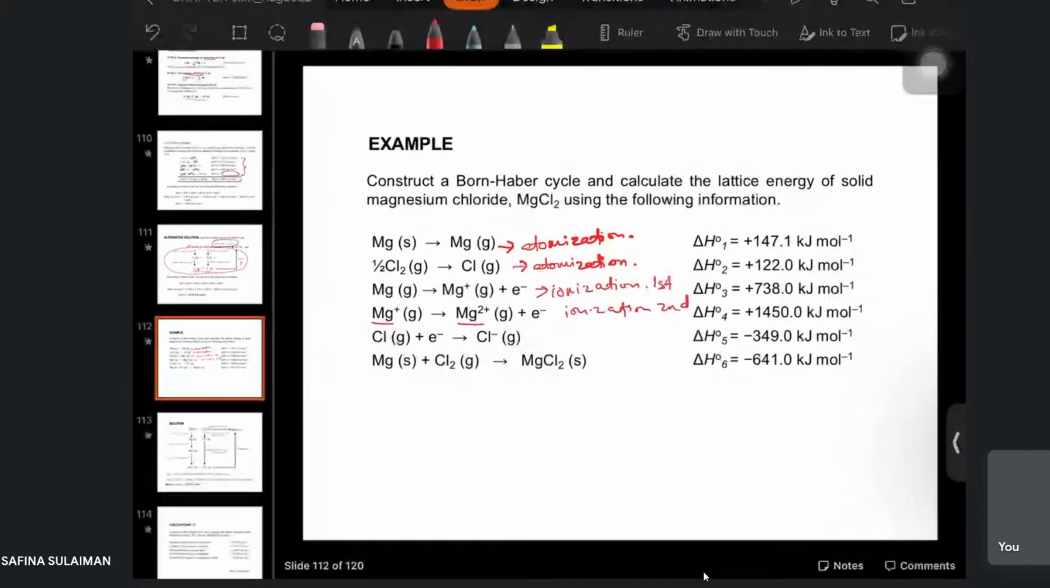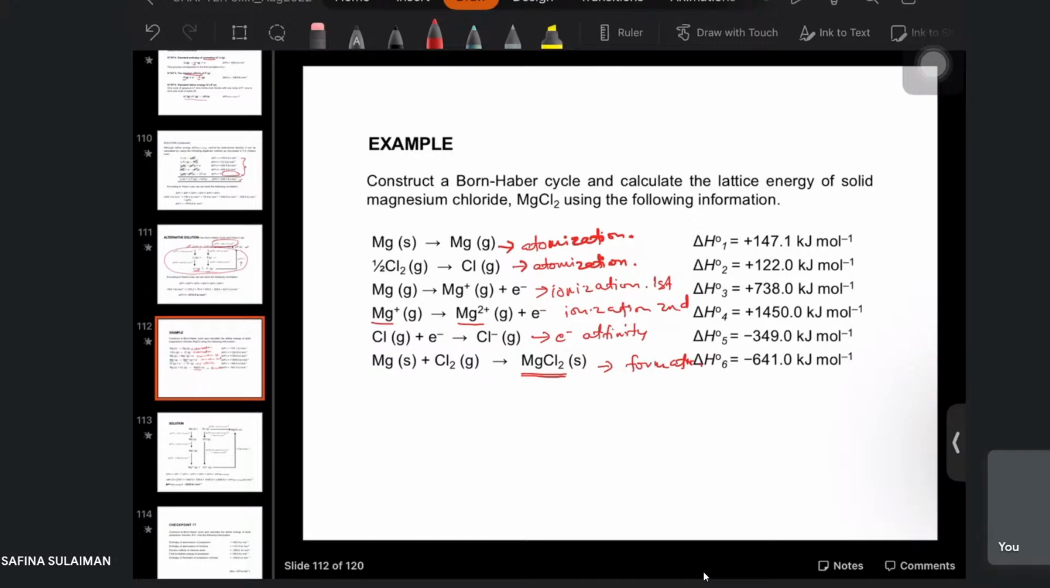Okay, and then daripada Cl kepada Cl minus. Ni apa nama dia? Electron affinity. Okay, kemudian Mg solid kepada Cl2 gas jadi MgCl2. Ni apa nama dia? Is formation. Okay, so macam mana you nak construct the Born-Haber cycle?